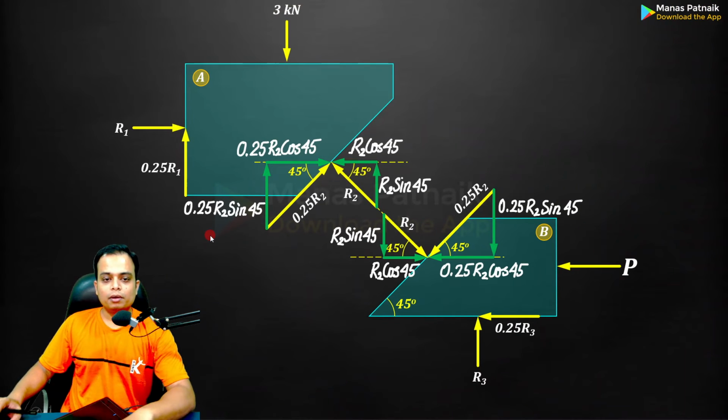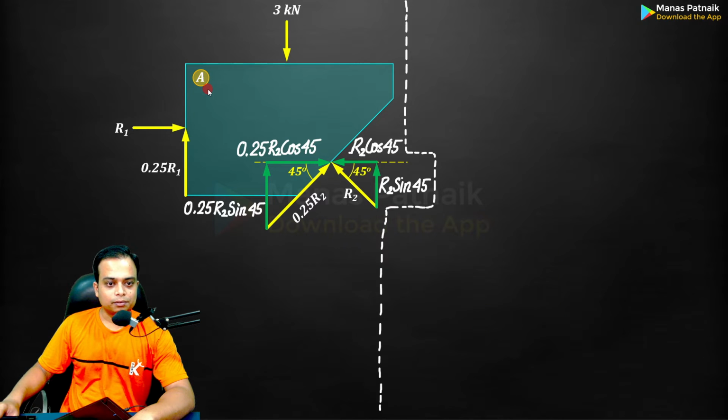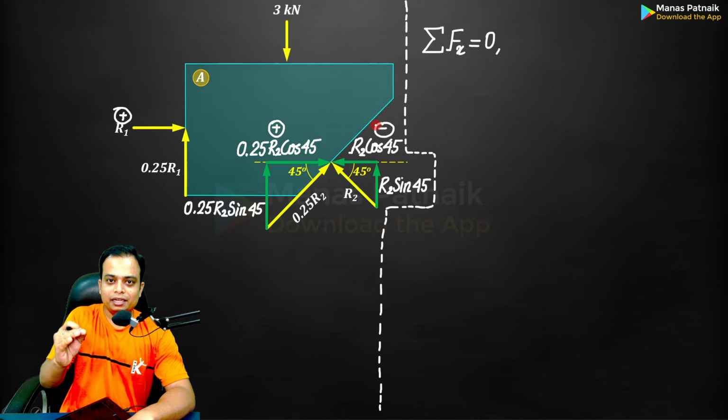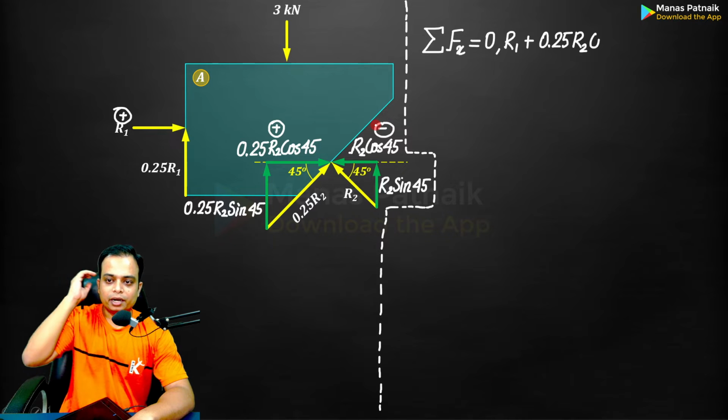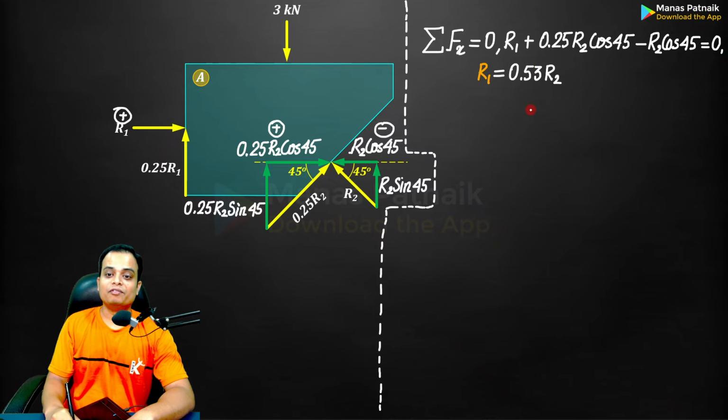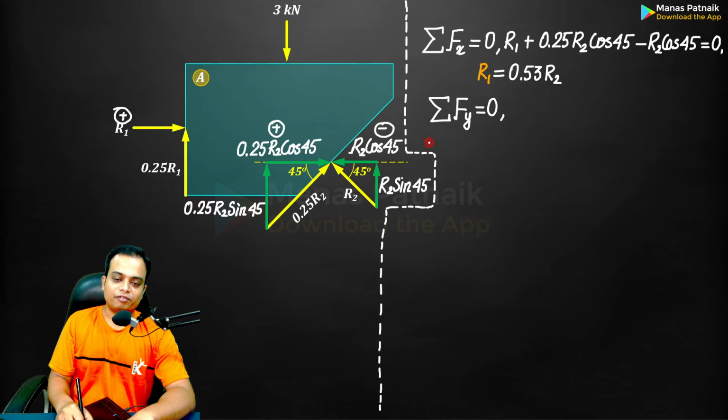Now I think we should focus on block A, and let us try to analyze this. Summation Fx equals 0. R1 is positive since it is to the right. 0.25 R2 cos 45 positive again. R2 cos 45 negative. Is there any other horizontal force? No sir. Let me write them down. You have to take R2 as common, and you need to simplify this. Now let's go for summation Fy equal to 0.